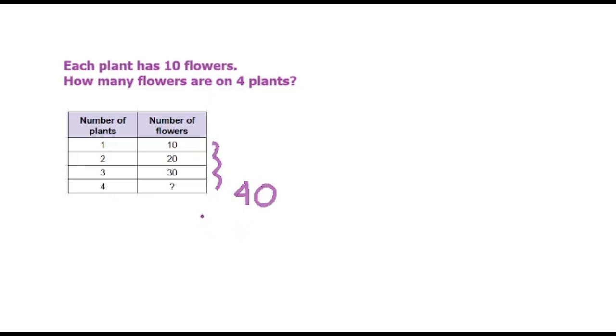And if you don't remember how to do skip counting, just go back to one of my older videos that reviews the skip counting for you. But it's basically like this: 10, 20, 30, 40, 50, 60, 70, 80, 90, 100. So if you skip count for this one, 10, 20, 30, 40, you know that 4 plants are going to have 40 flowers.